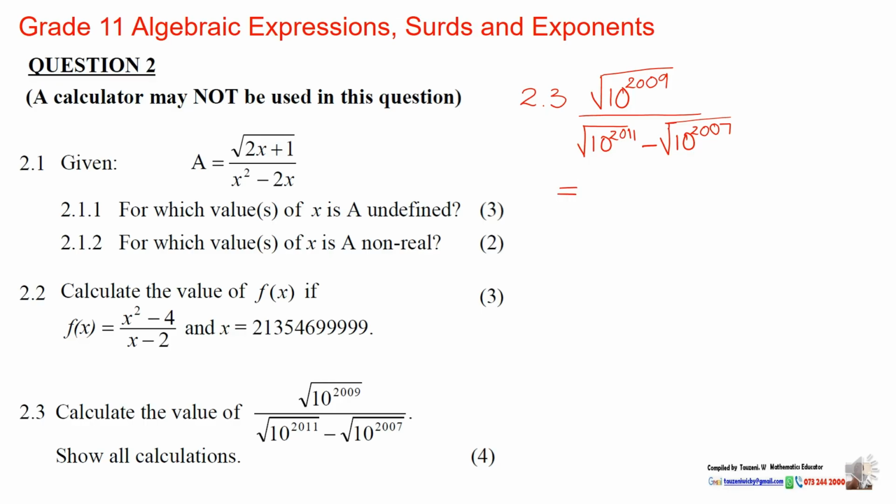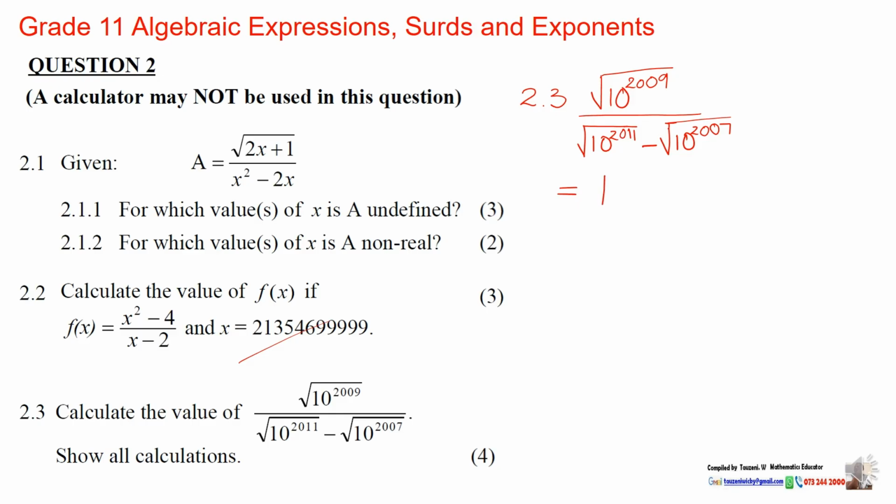So that is my question. For me to solve a problem like this, where there are big exponents and I am not able to use a calculator, your method must be factorization. Factorize the expression. Now look at the exponents given. The smallest exponent must be the common factor. So I have 2009, 2011, and 2007. The smallest exponent is my common factor.